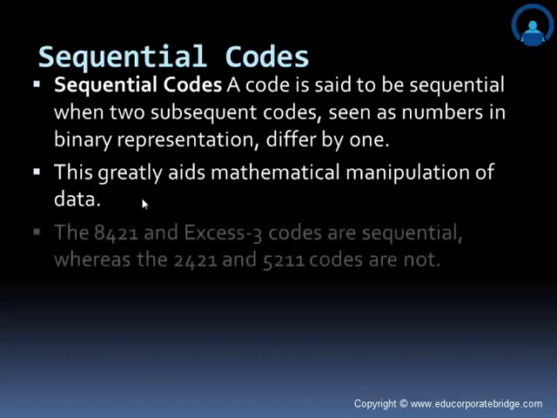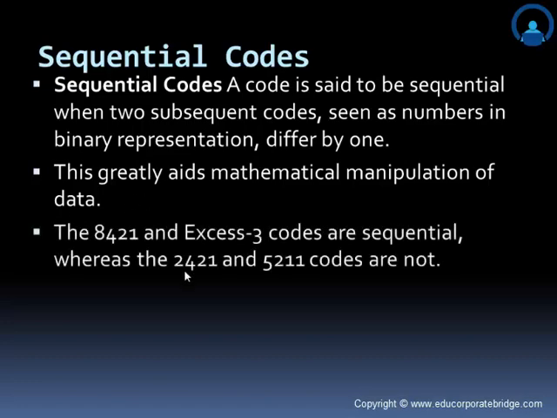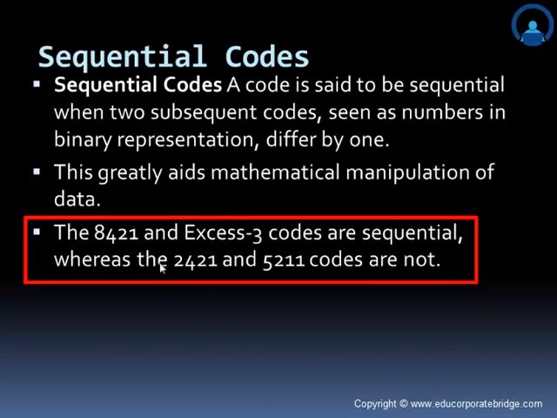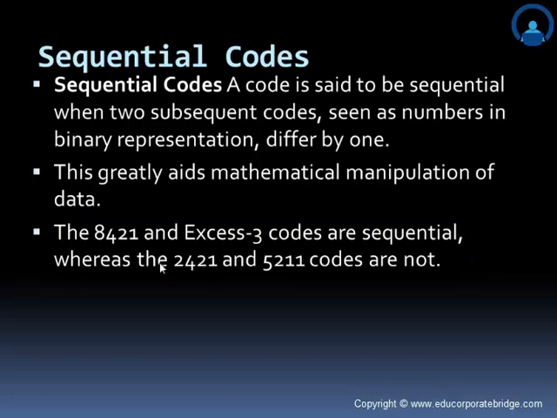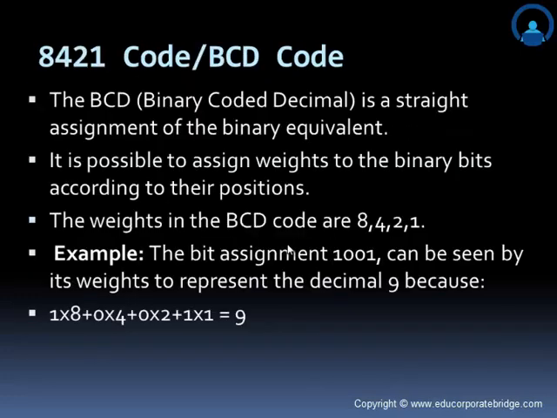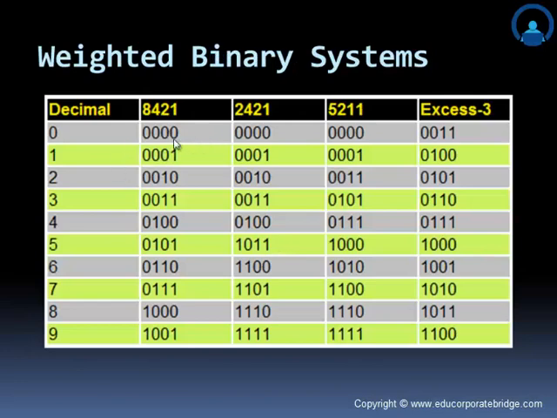So to study in detail which codes are sequential and what criteria can be checked, the types of sequential codes are: 8421 and XS3 codes are sequential codes, whereas 2421 and 5211 codes are not sequential codes. Let's check from the table below what we have studied. As the definition says, the numbers should differ by at least 1 bit. You can check here the numbers 0, 1, 0, 1; they differ in at least 1 bit here.